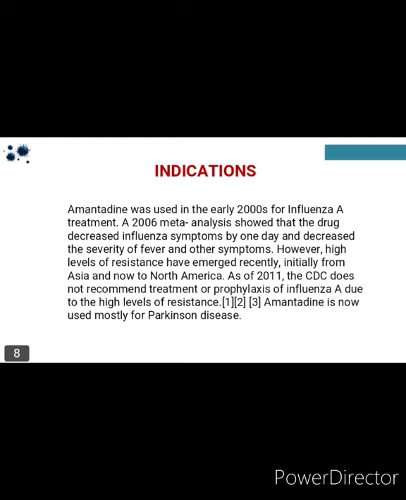Next is indication. Amantadine was used in the early 2000s for influenza A treatment. A 2006 meta-analysis showed that the drug decreased influenza symptoms by 1 day and decreased the severity of fever and other symptoms. However, high levels of resistance have emerged recently, initially from Asia and now to North America. As of 2011, the CDC does not recommend treatment or prophylaxis of influenza A due to high levels of resistance. Amantadine is now used mostly for Parkinson's disease.